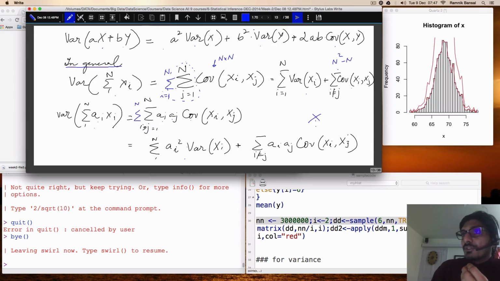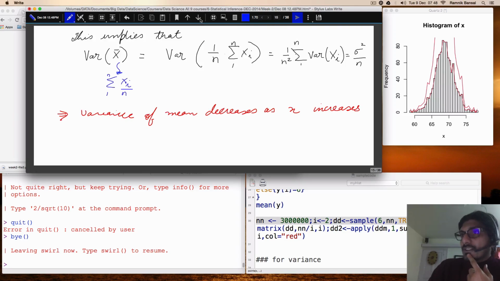Let me not use x here; let me use sum. So this will knock off, this portion will not hold, and only this will be left. This implies that the variance of x bar, the average, is what we were interested in. So, the variance of x bar, moving ahead.